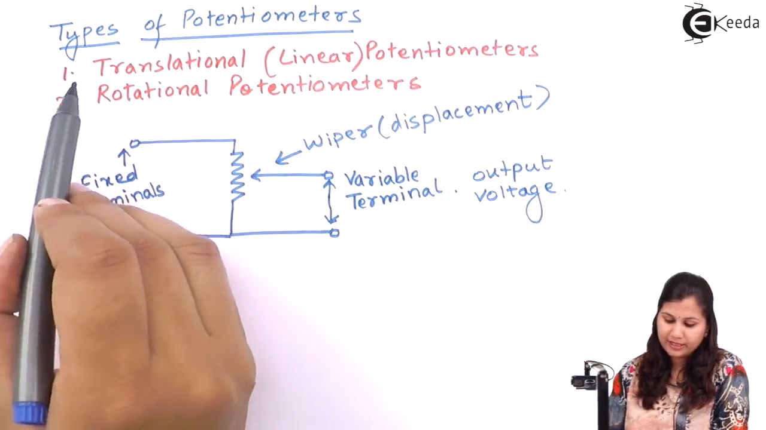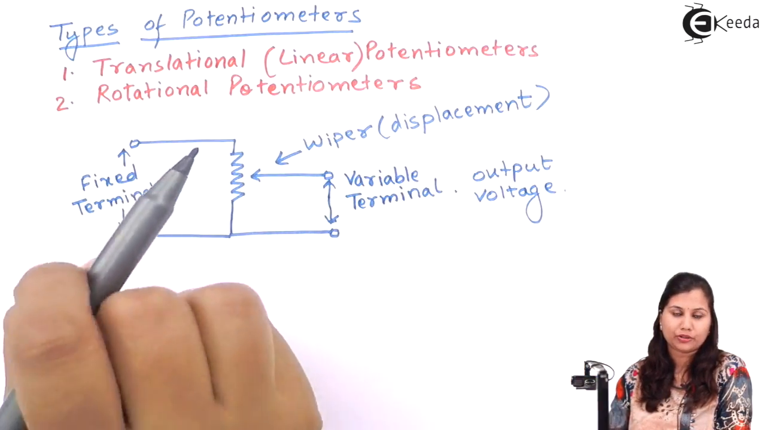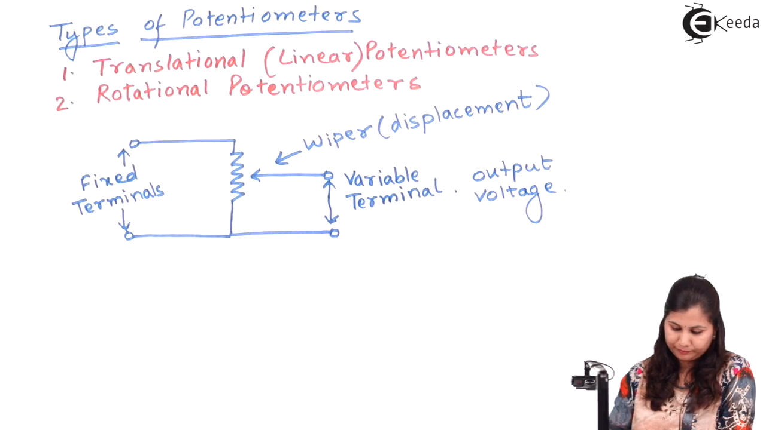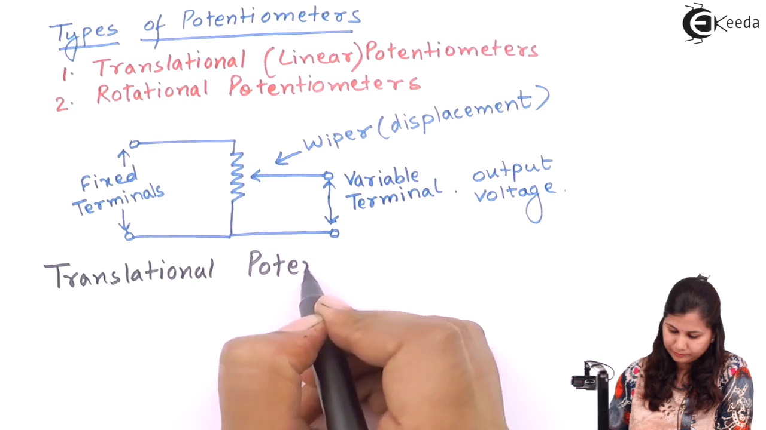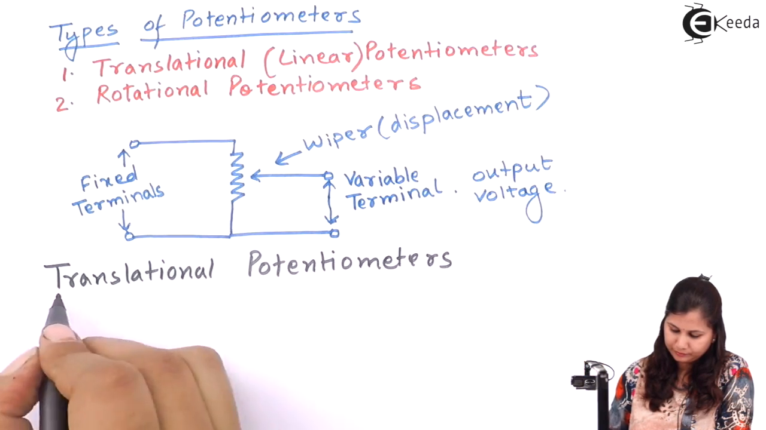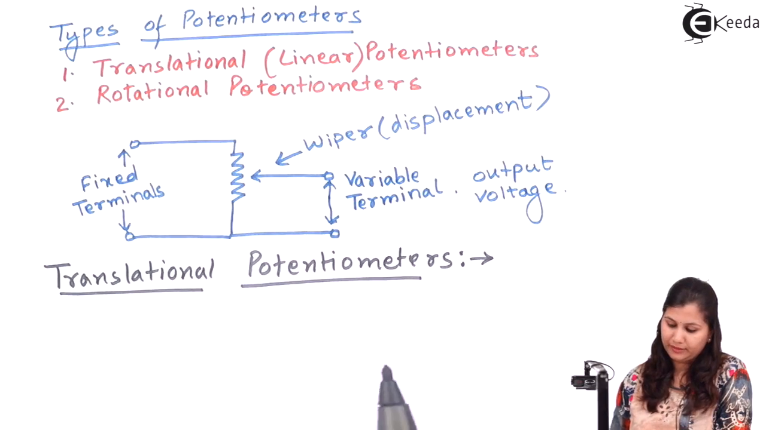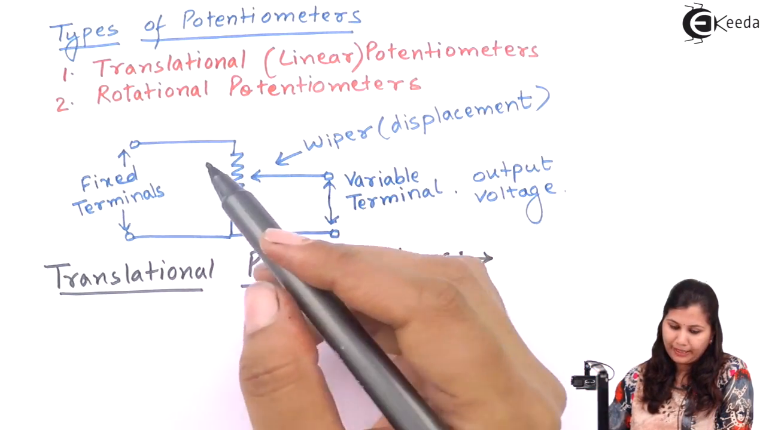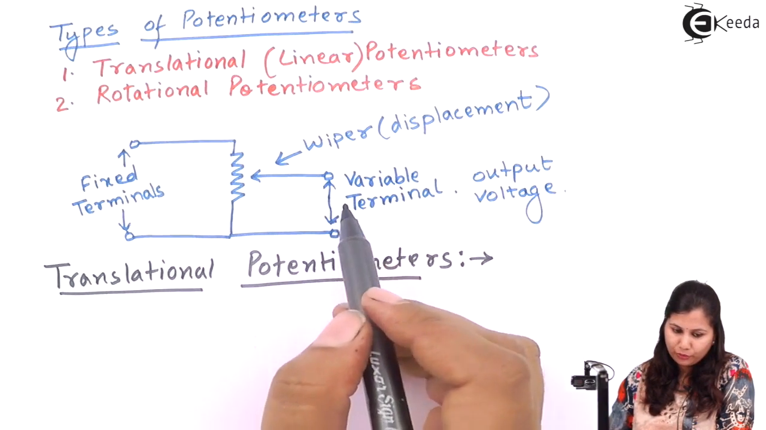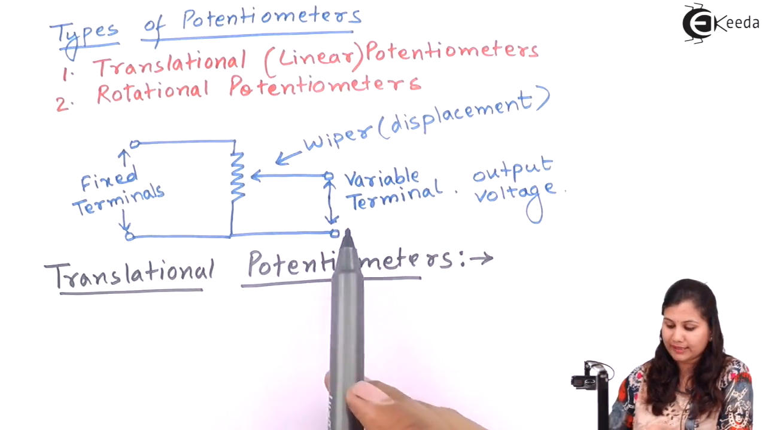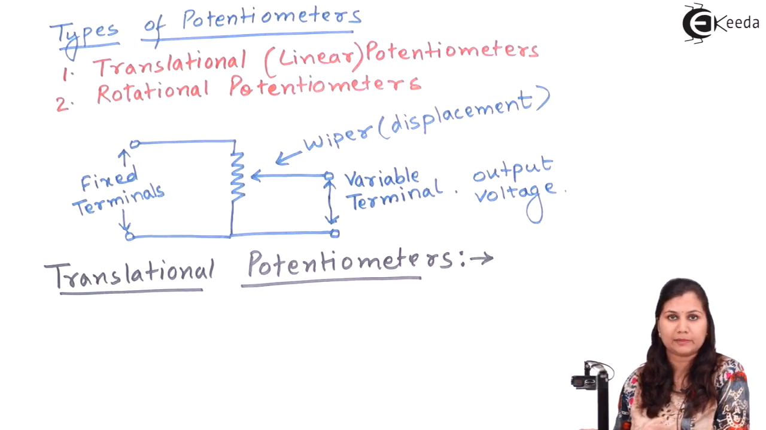Now let us start with the translational or linear potentiometers. In translational potentiometers, when voltage is applied across the fixed terminals of the potentiometer, the output voltage, which is measured across the variable terminal, is proportional to the input linear displacement.